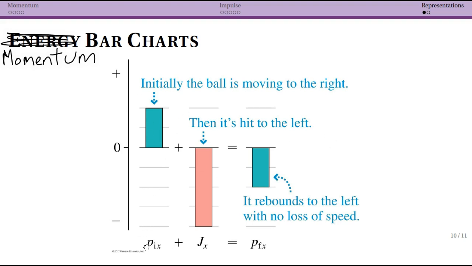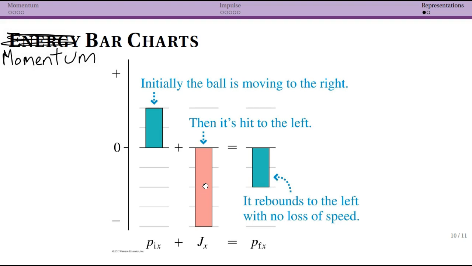What we put on the left is our initial momentum and the impulse, and then what we have on the right is the final momentum, and 1 plus 2 equals 3. So in this case, we see that we have a positive momentum, and then we're adding a negative impulse, so that would be an initial momentum to the right, an impulse to the left, and then because the impulse was larger than the initial momentum and in the opposite direction, we're left with a momentum that is negative, meaning it's going to the left. So momentum bar charts are one way of visualizing what's going on in terms of initial momentum, final momentum, and impulse.